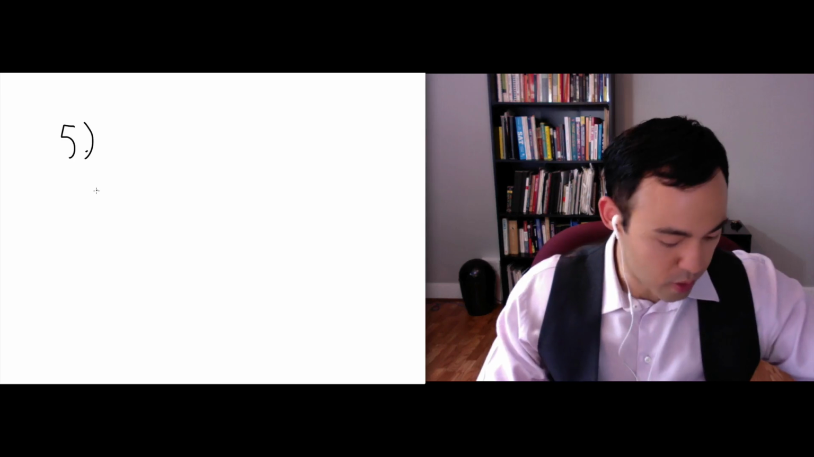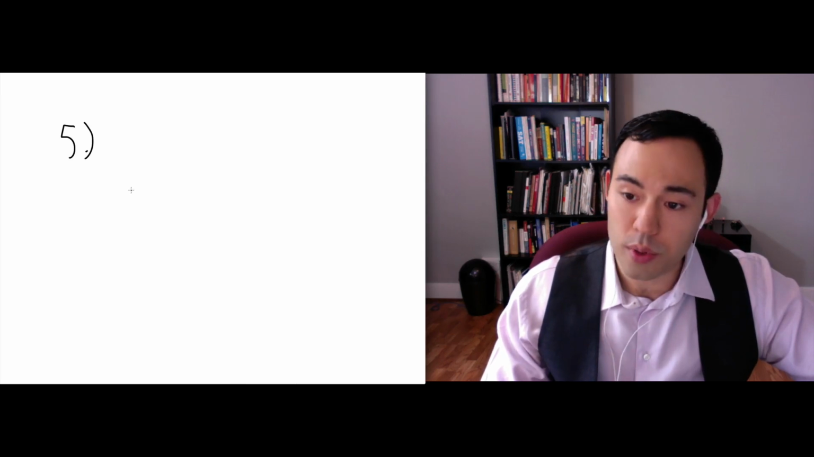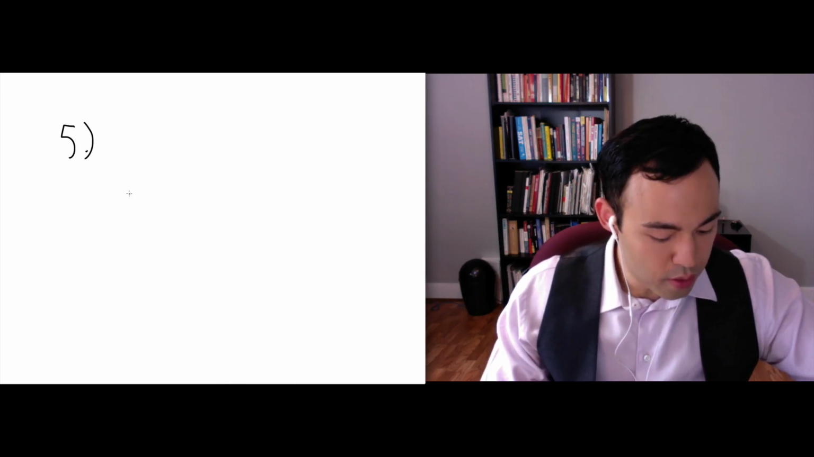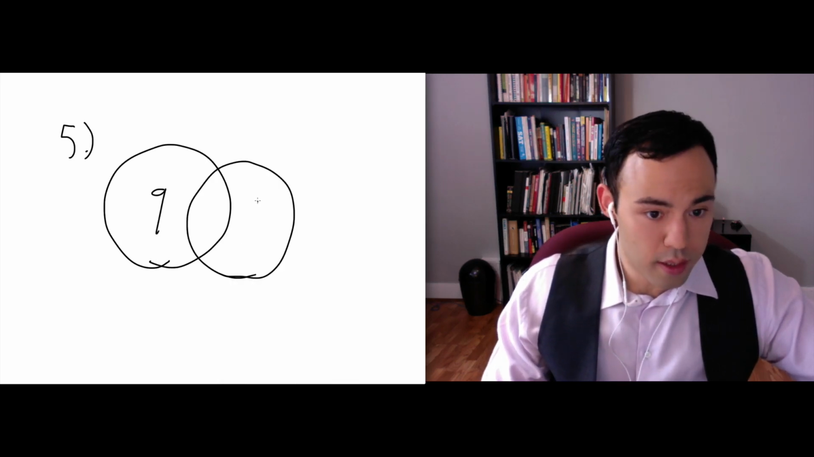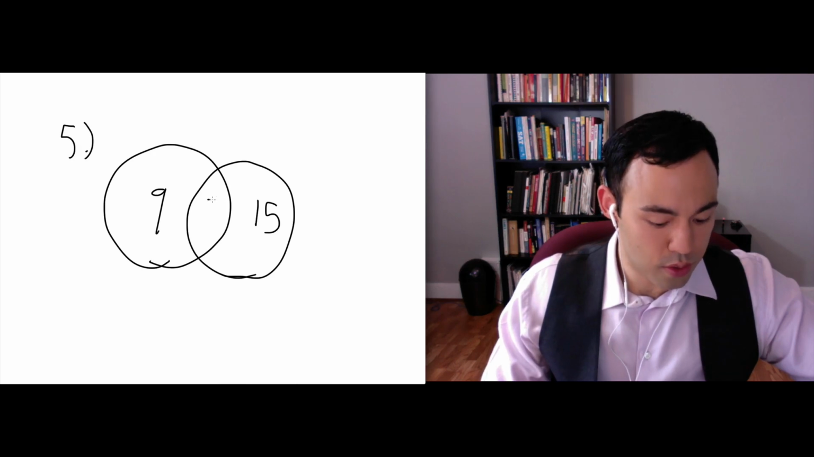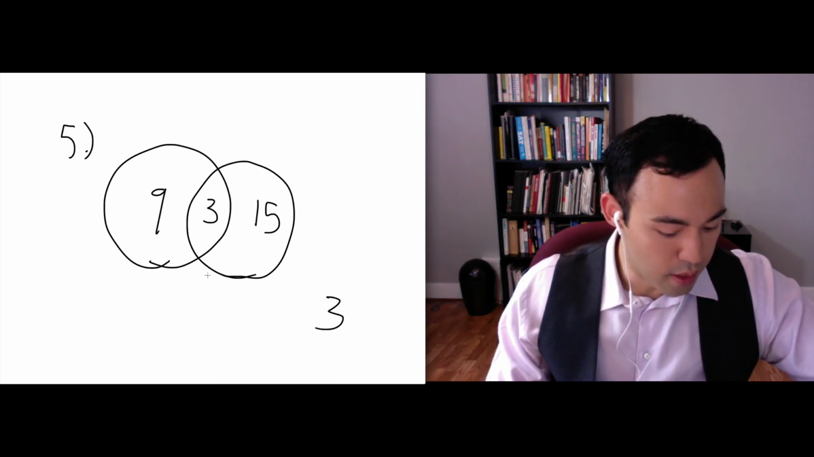Number 5 is Venn diagram time. All right, so the Venn diagram above shows a distribution of 30 science students who studied butterflies, grasshoppers, both, or neither. What percent of the students studied butterflies only? And here we have our Venn diagram. Butterflies, grasshoppers, both, and then neither.